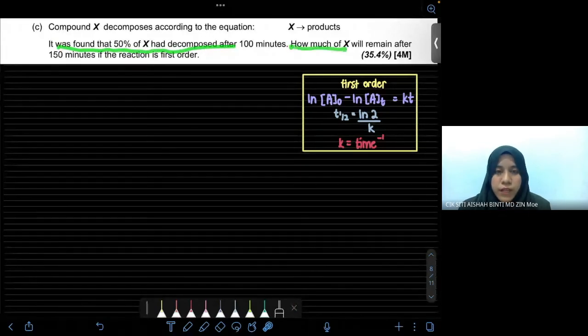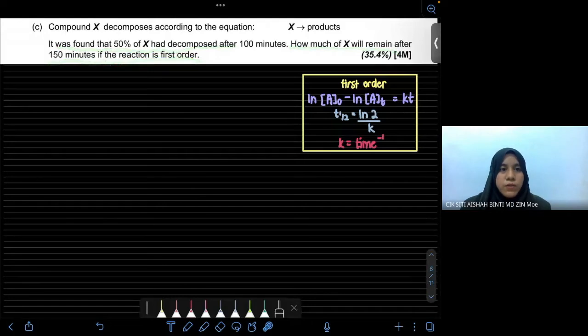How much of X will remain after 150 minutes if the reaction is first order? Okay, so for chapter 1, if you don't memorize the formula, you won't be able to answer. This is all the formula that you have to remember for first order. First is your integrated rate equation. The blue one is your half-life. And the last one is the unit of k, the unit of rate constant.